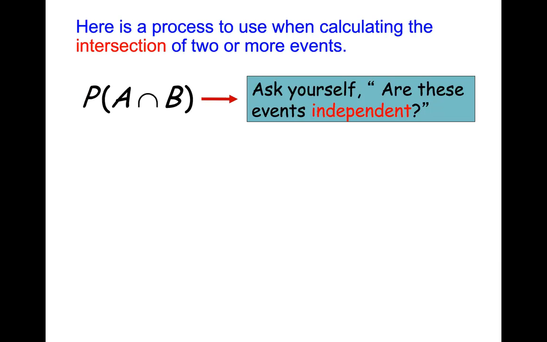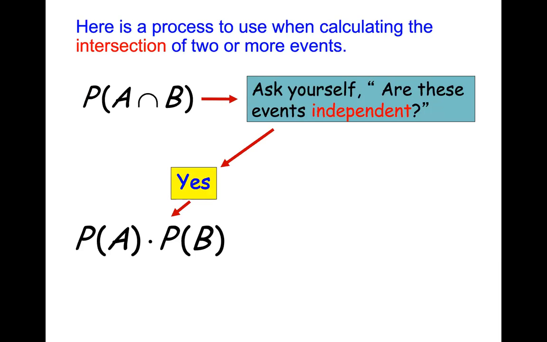If the answer is yes, they are independent, meaning they don't have any effect on each other, then I just do the probability of A times the probability of B. An example of that would be drawing a spade from a deck of cards and rolling an even number on a die. What you draw doesn't affect what you roll, right? So those are independent. I would just multiply the probability of getting a spade and the probability of getting an even, and just multiply.